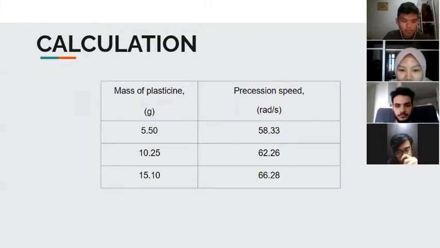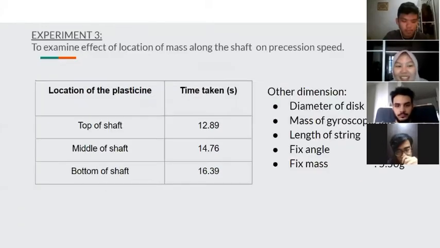So the last experiment is to examine the effect of location of mass along the shaft on precession speed. For the location, we decided to put the mass on the top of the shaft, middle of the shaft, and bottom of the shaft. So we get this time taken. The other dimensions needed are diameter of the shaft, mass of gyroscope, length of string, fixed angle, and fixed mass, shown at the right of the slide.